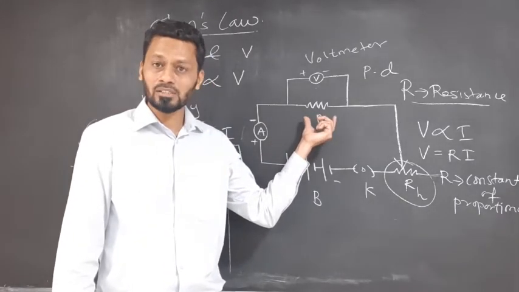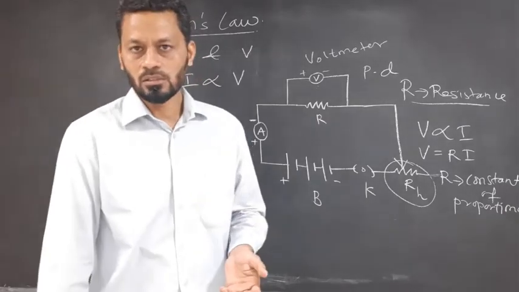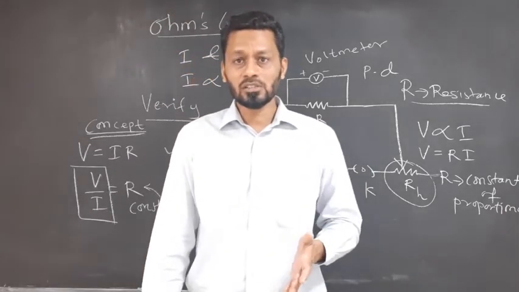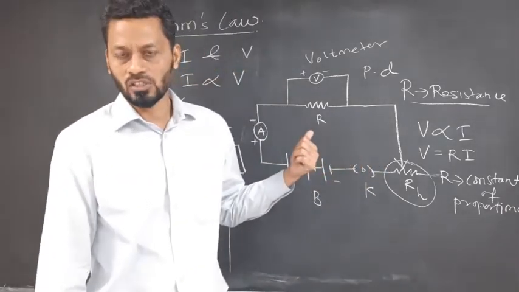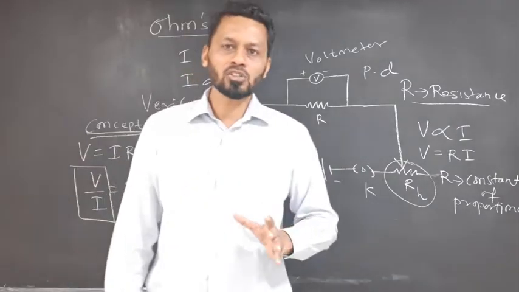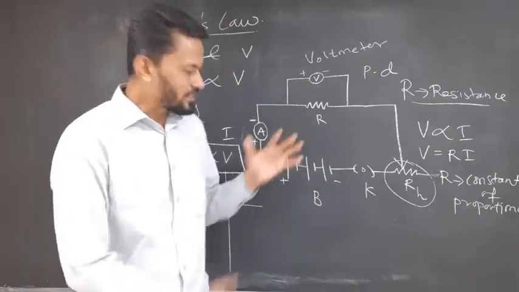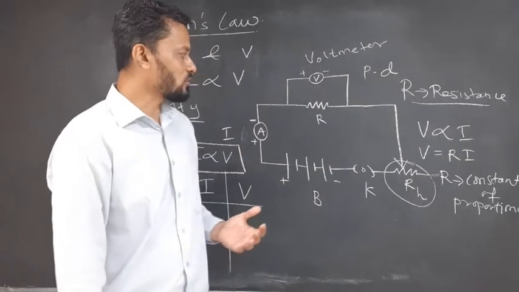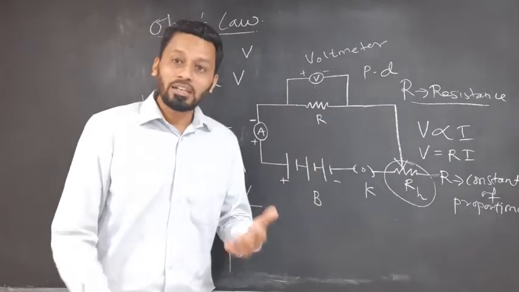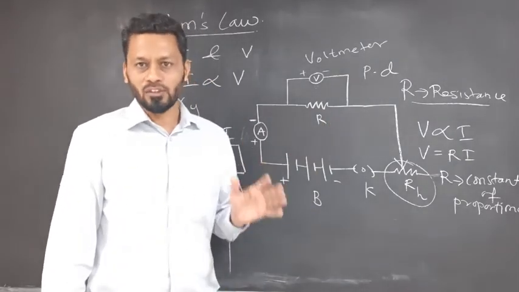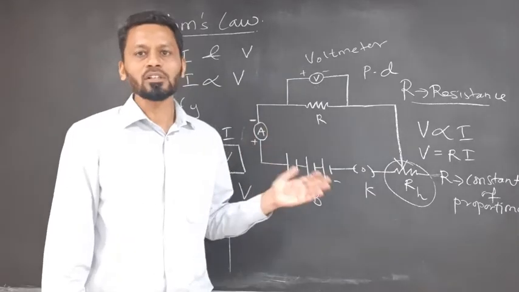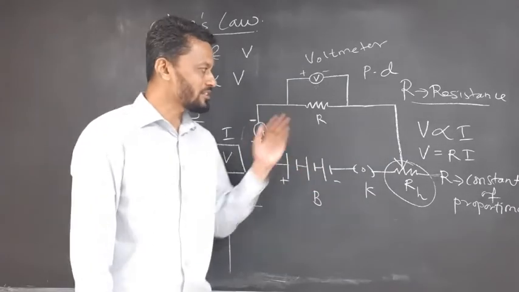But this particular resistance can change. If the temperature is changing, the resistance can change. So there are certain factors on which the resistance, that is the obstruction offered to the electrons, may vary. So we will see what are the different factors on which the resistance depends.